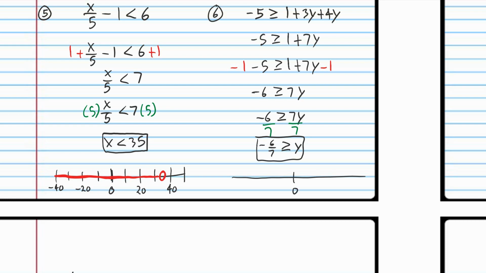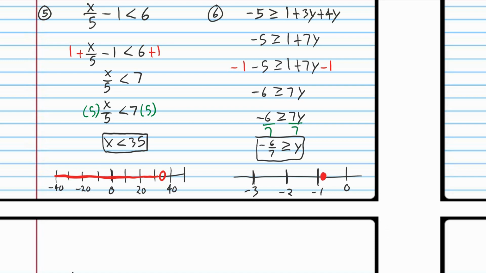I'm just going to write 1 and negative 1, and then negative 6/7. Actually, that's not going to work. We could do it a better way. Y is less than negative 6/7, so I'm going to write 0 over here, and 1, 2. Just try to make sure that your divisions are evenly spaced. And y is less than or equal to negative 6/7. So negative 6/7 is about here.